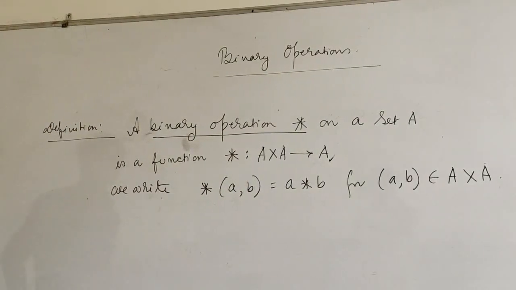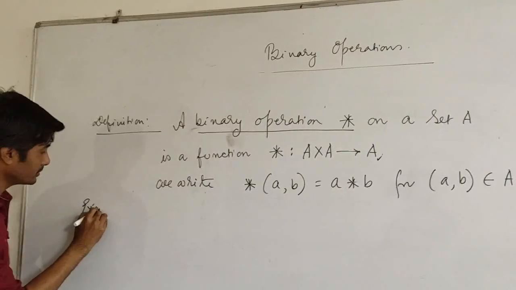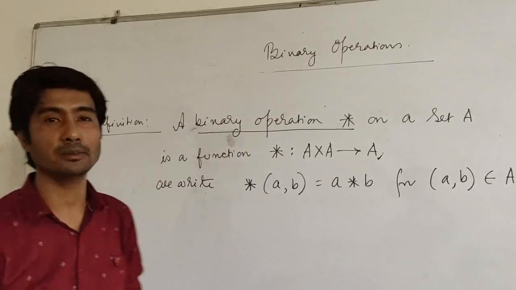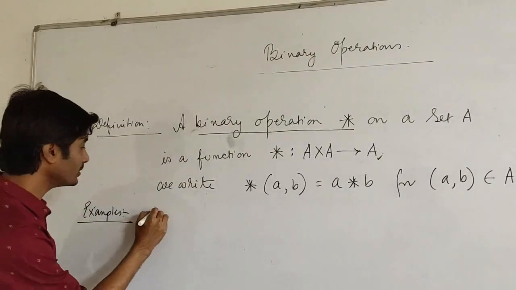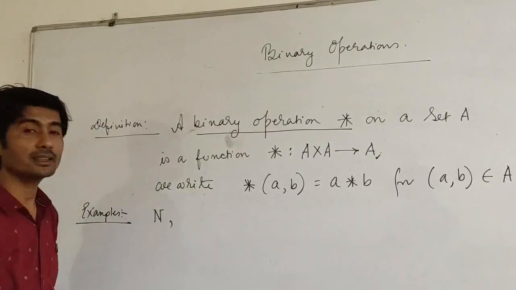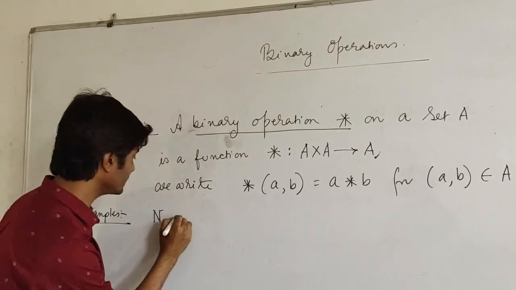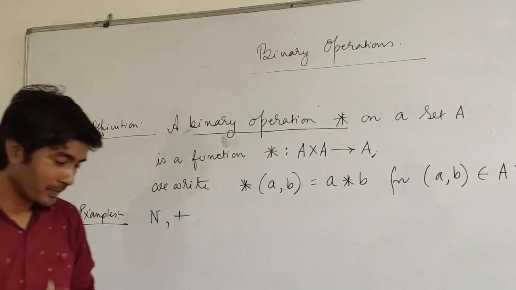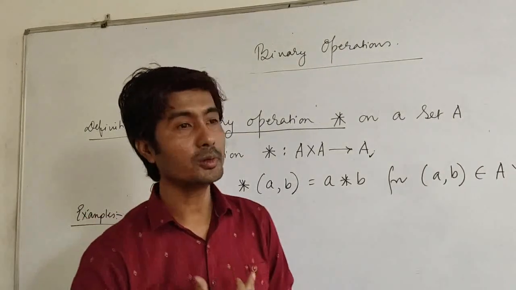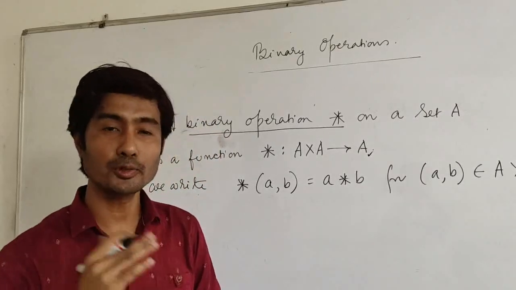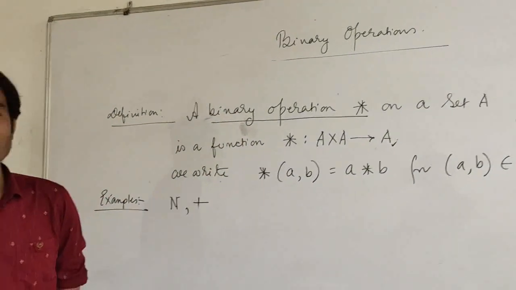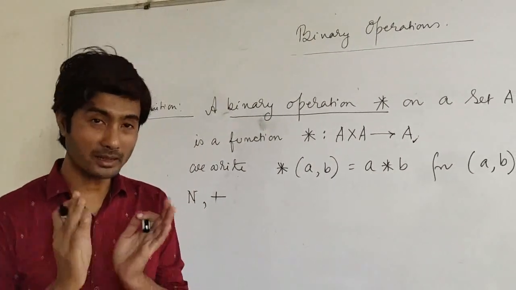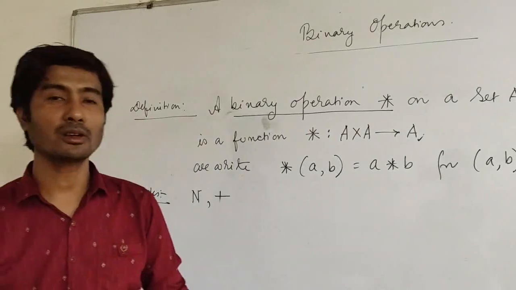Now let us have some examples. Again, we go back to our school mathematics. We take the set of natural numbers along with the operation plus, that is, the addition operation. Now all of us know that the sum of two natural numbers is again a natural number. The product of two natural numbers is again another natural number, but this is not always true for other operations.